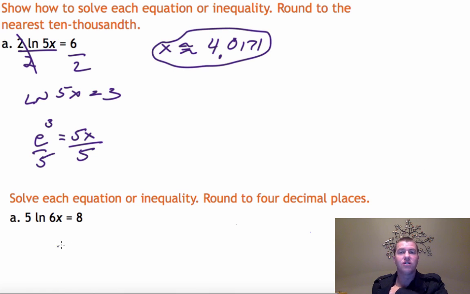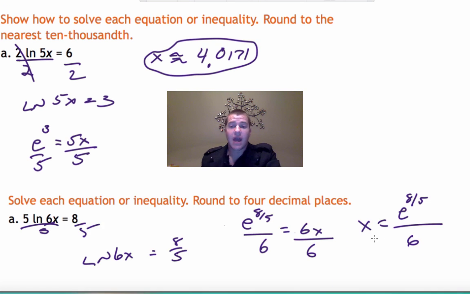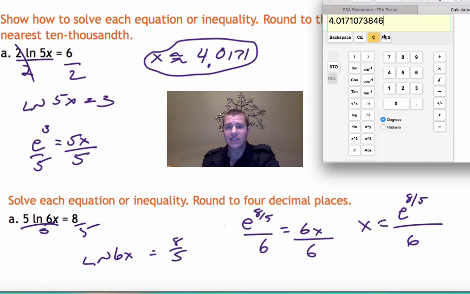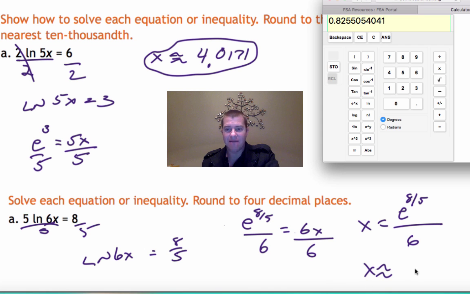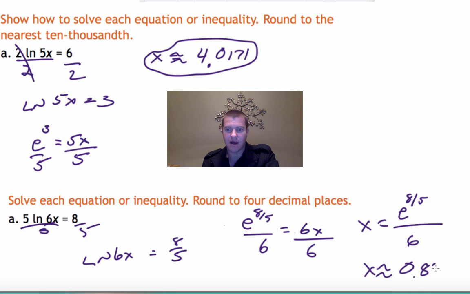I'll show you the answer to this one in 2 seconds. So you get x equals e raised to the 8 over 5, all divided by 6. If you're doing that in the calculator, you can do exactly that. e raised to the 8 over 5 in that parentheses, and then divide that by 6. And you get x is approximately 0.8255.